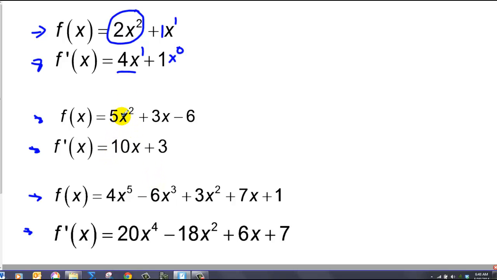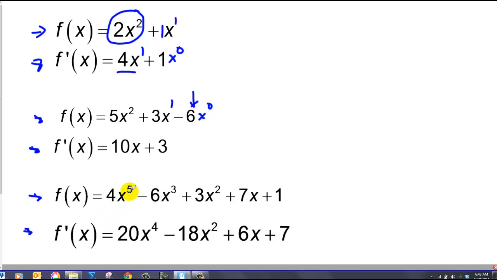Notice here, same concept, 2 times 5 is 10, minus 1 is 1. Alright. 3 times 1 is 3, minus 1 is 0, and x to the 0 is basically 1. And then here I have x to the 0. 0 times 6 is 0. Another way to look at it is the derivative of a constant is 0.